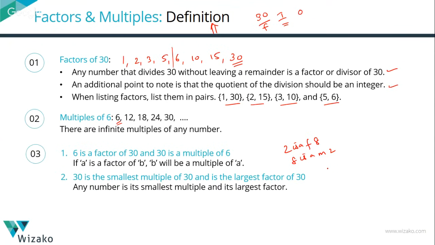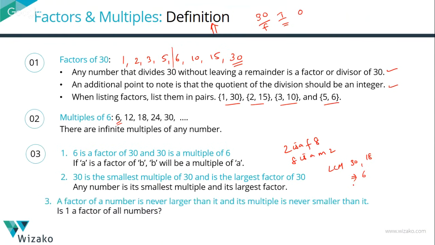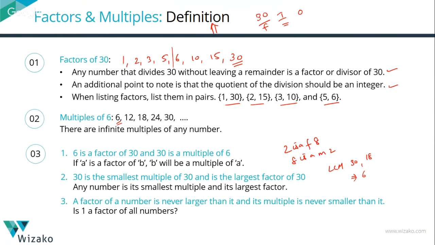For example, if you're trying to find out something like the LCM of 30 and 18, you cannot say the LCM of these two numbers is 6. Multiples of 30 will start from 30. Multiples of 18 will start from 18. How can you have a multiple which is common to these two numbers which is lesser than that? So always keep these little perspectives in mind. Sometimes when you err under exam pressure, these pointers will help you correct course. A factor of a number is never larger than it, and its multiple is never lesser than it.